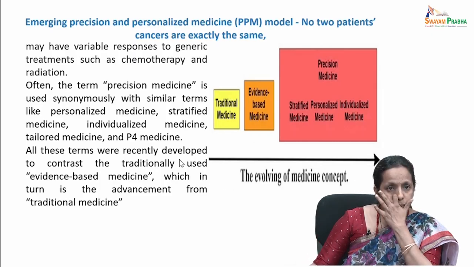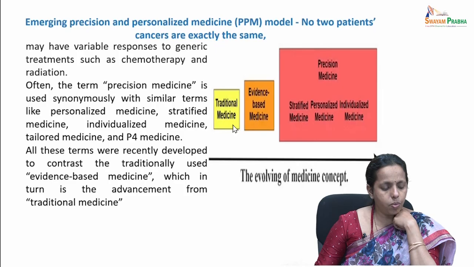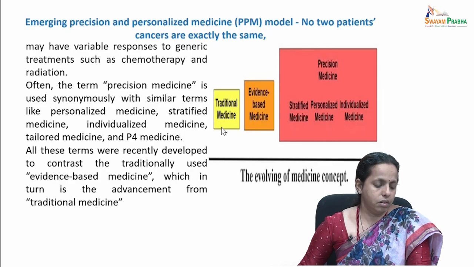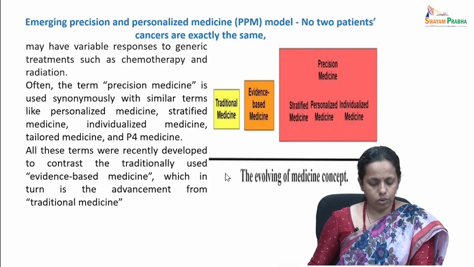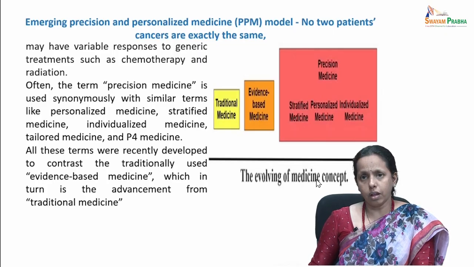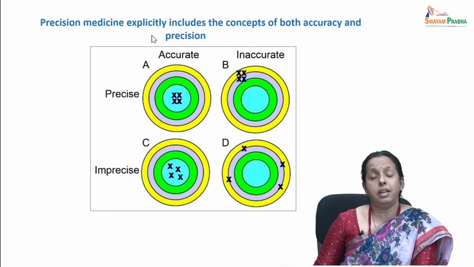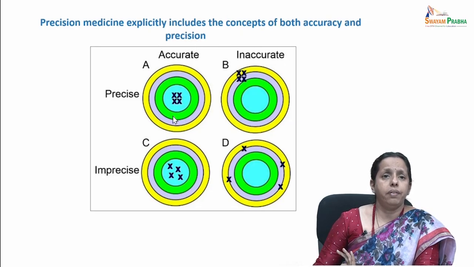Such wonderful terms. But this is completely in contrast to your traditional methods, which is more evidence-based medicine. From your traditional medicine, you had the evidence-based medicine, then you have the stratified, personalized and individualized. This is how the medicine concept evolved, which is also reflective of the precision oncology concept. The definition of precision medicine itself includes the concepts of both accuracy and precision, highly precise and accurate.